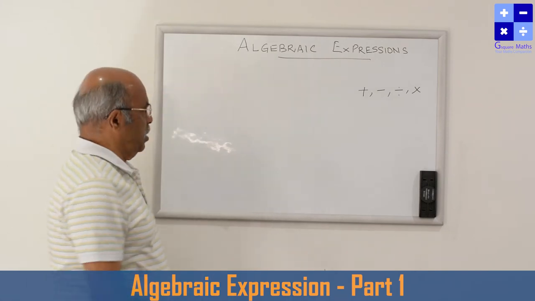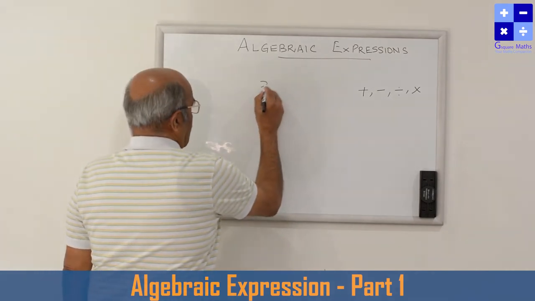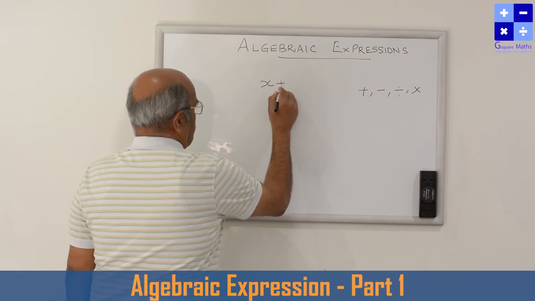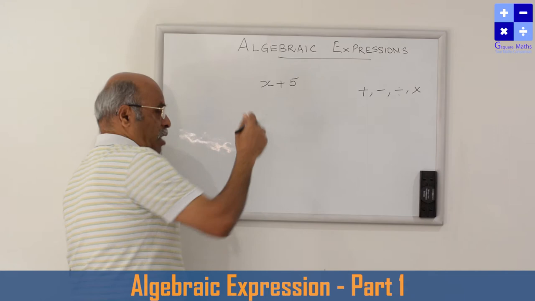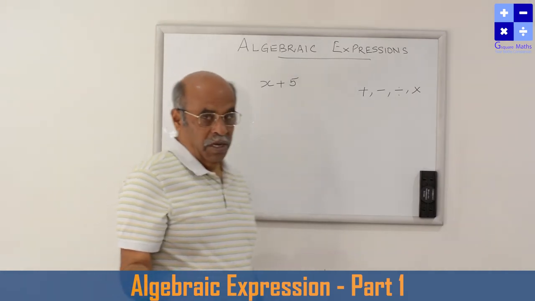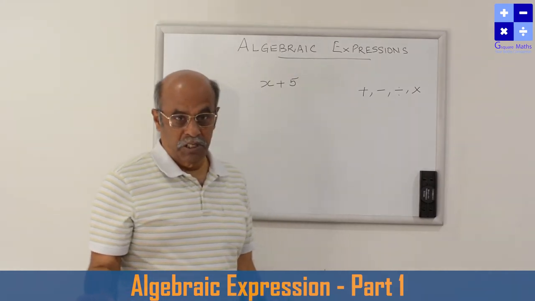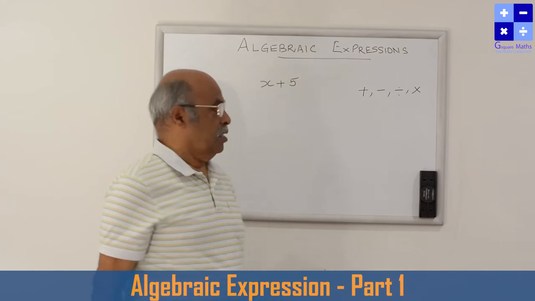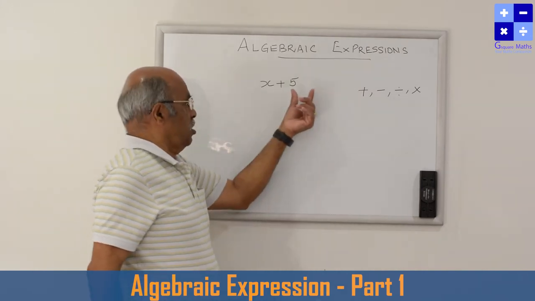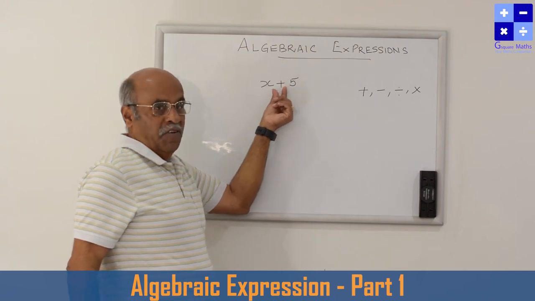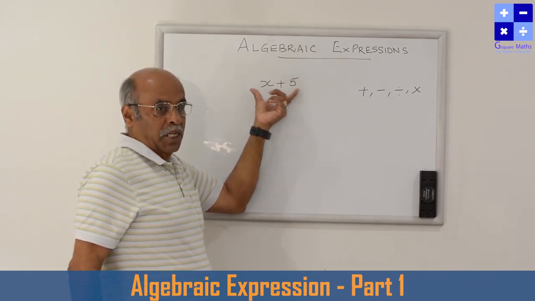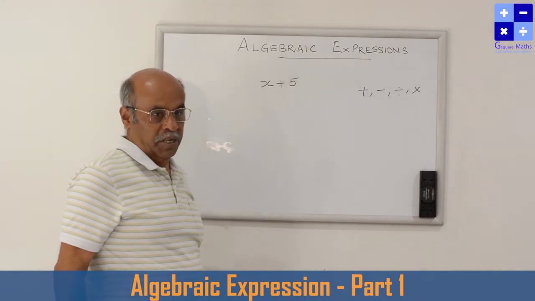For example, a simple example: x plus 5. x is a variable, I don't know what the value is. x may be 1, or 0, it can be anything. It's a variable. 5 is a constant. These two are connected by the fundamental operation plus. So x plus 5 is an algebraic expression.